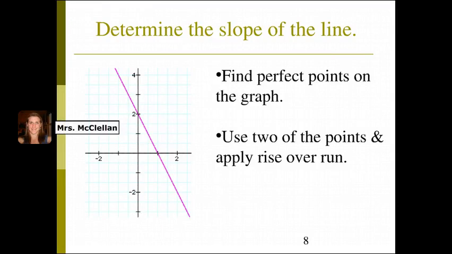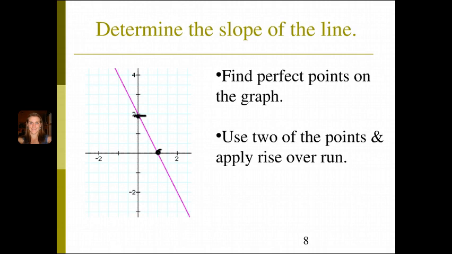Now we are going to determine the slope of this line. Before we can do that, we need to find perfect points on a graph. The first perfect point is at 0, 2. The other perfect point that we're going to use is at 1, 0. Now that I have my perfect points, I can find my slope by using rise over run.